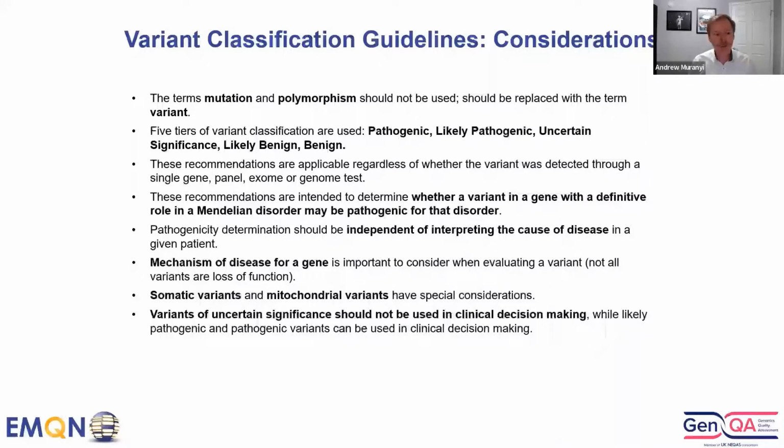One point I did not mention here is these guidelines work best for highly penetrant disorders. When the penetrance decreases, a lot of the evidence you're evaluating for variant classification becomes a lot more tricky to interpret.